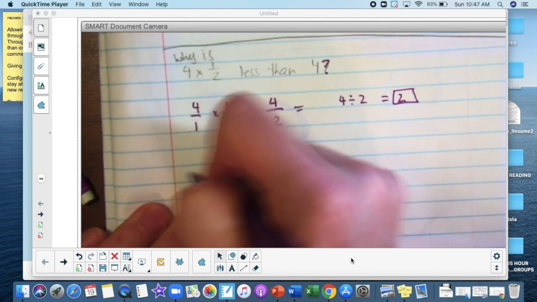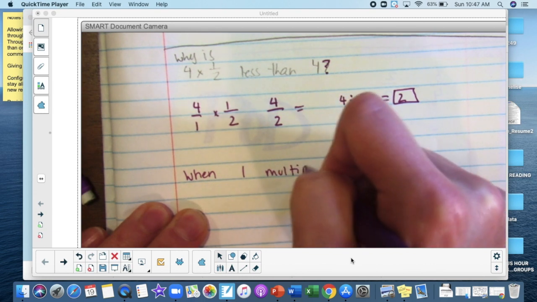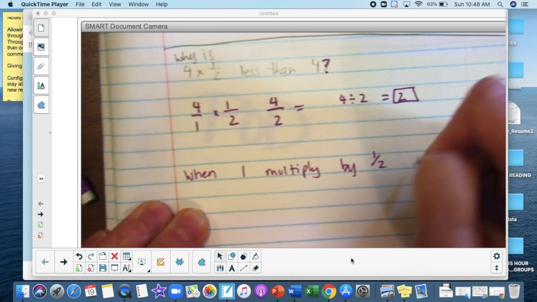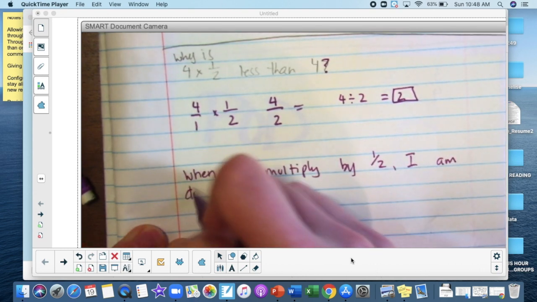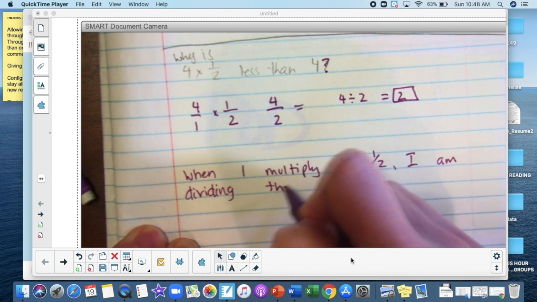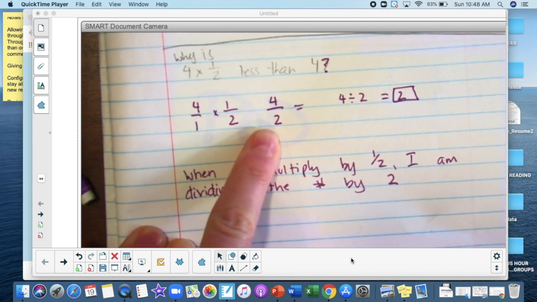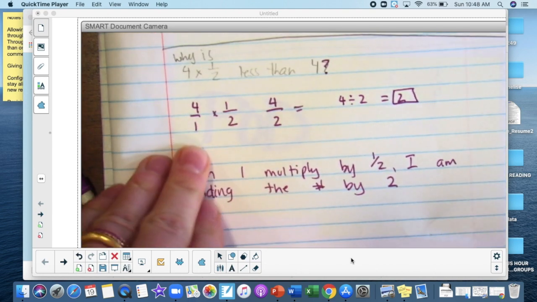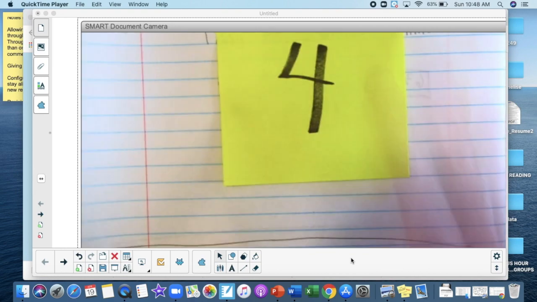So I'm going to say, when I multiply by 1/2, I am dividing the number by 2. And when you divide by 2, you're obviously going to get smaller. Okay? Next up is 4.